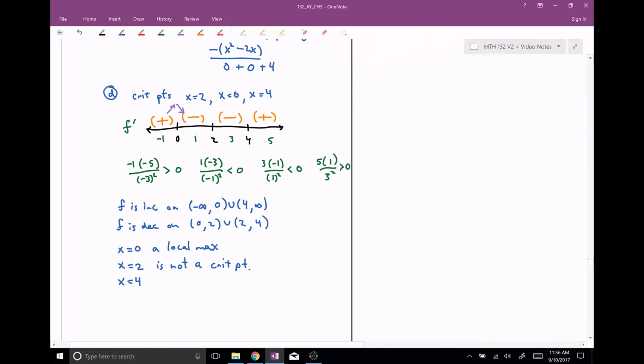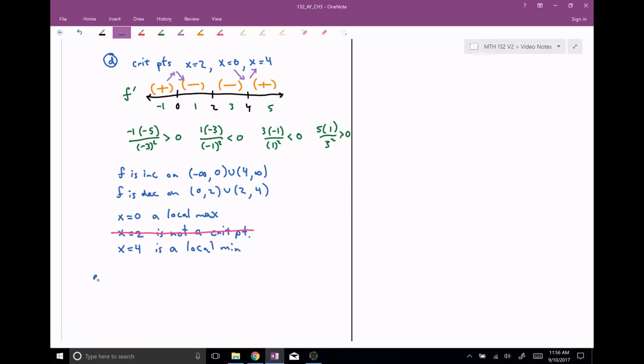Okay, so at x equals 4, let's see, we have decreasing and then we have increasing. So therefore this is a local min. All right, so now we've classified our critical points, remembering that 2 is technically not a critical point.